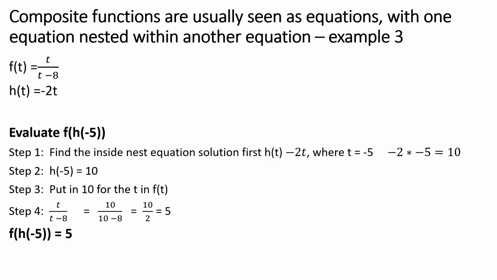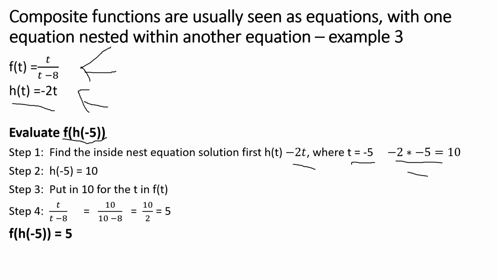Here is a rational function right here. f of t equals t over t minus 8, and then h of t is negative 2t. And I see f of h at negative 5, the nested function being the h function, and I'm putting in negative 5. So negative 2t is the nested function. Where I see the t, I replace it with negative 5. Negative 2 times negative 5 is positive 10.